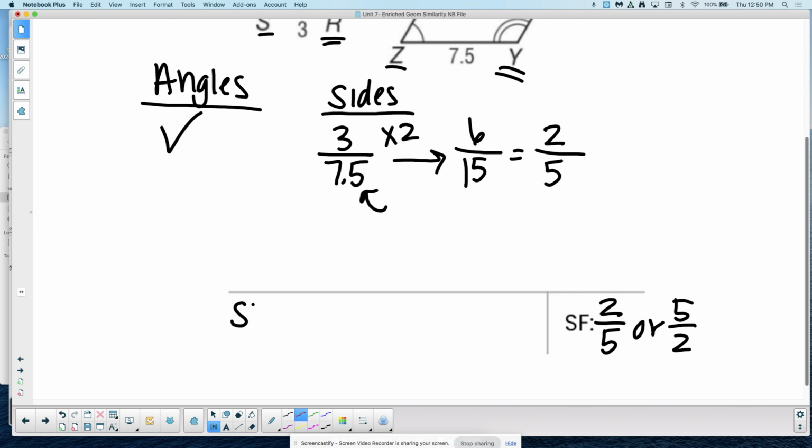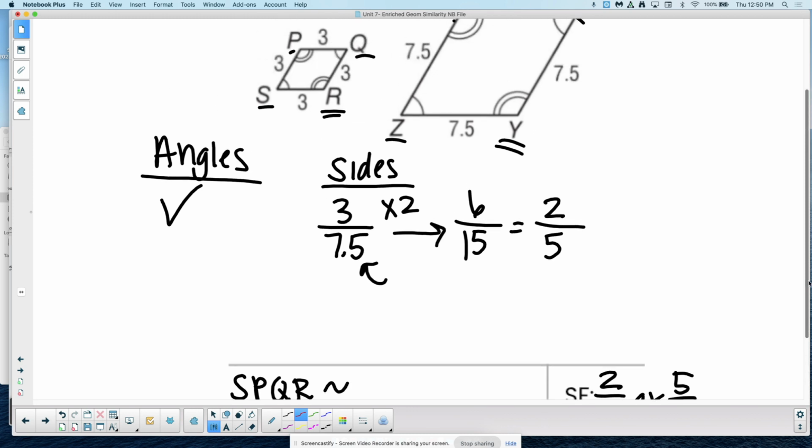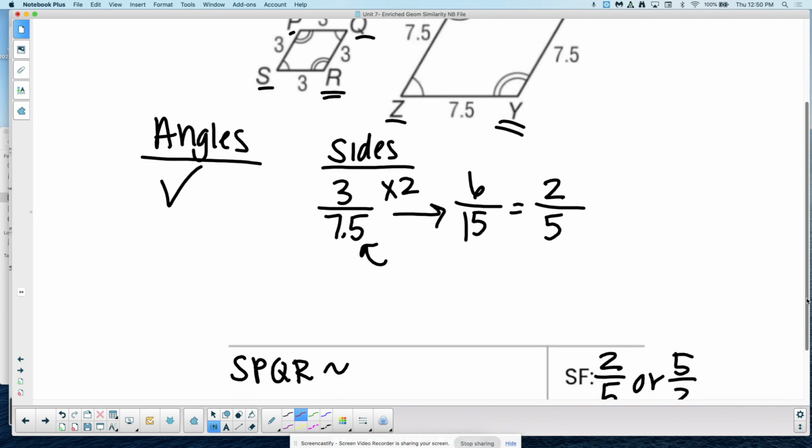Now I'm going to write SPQR, I believe, was the order of that. Let me just double check. SPQR, perfect. And that matches ZWXY.